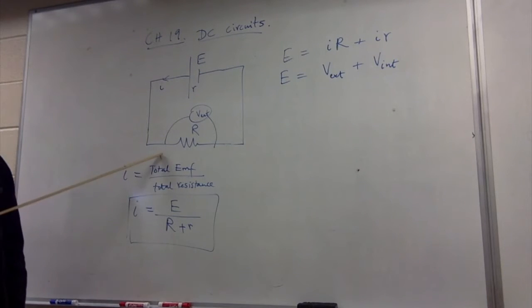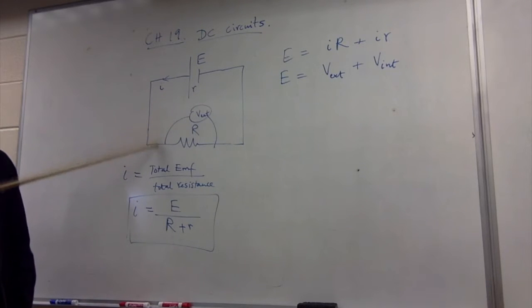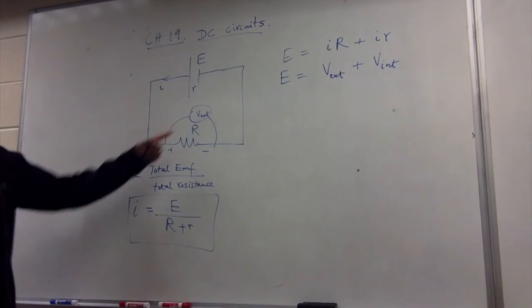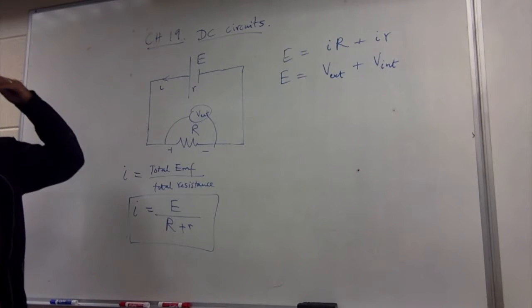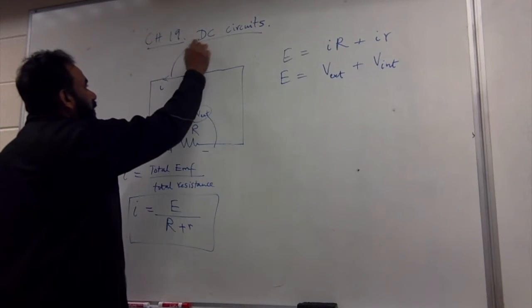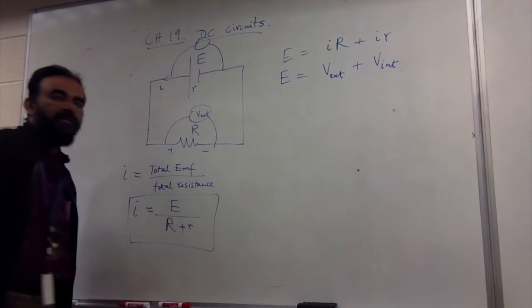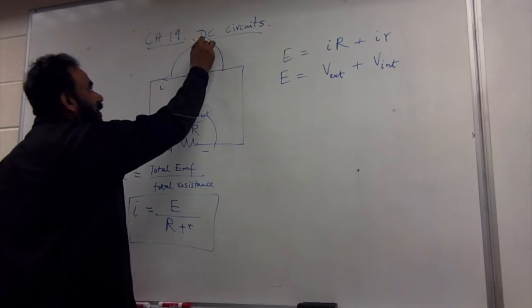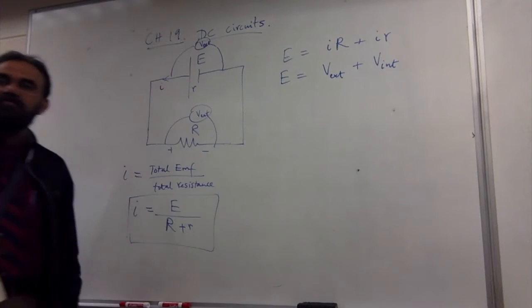The external voltage drop is measured by a voltmeter connected across a resistance. Which side is higher potential? Left or right? Left. Left is at a higher potential and right is at lower potential. So this voltmeter is going to measure the potential difference across the external resistance. What if I put another voltmeter here? What will it read? The same thing. Good.